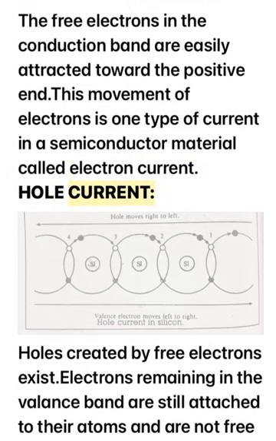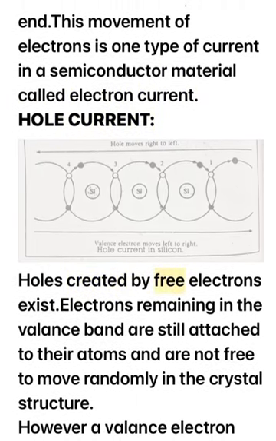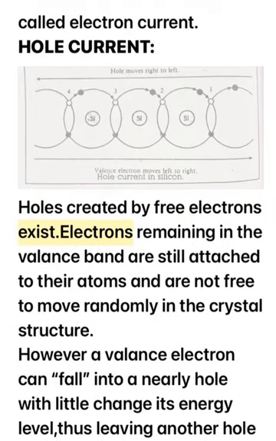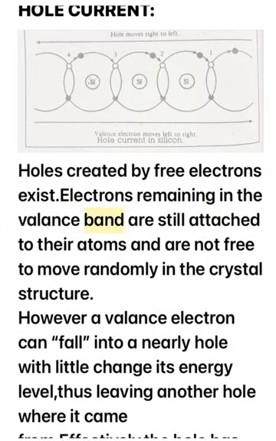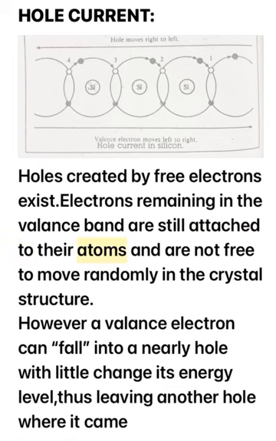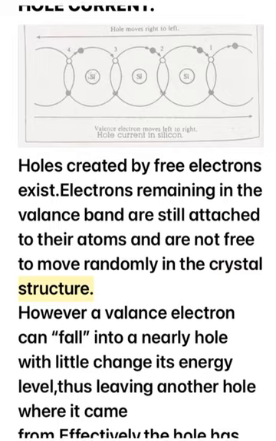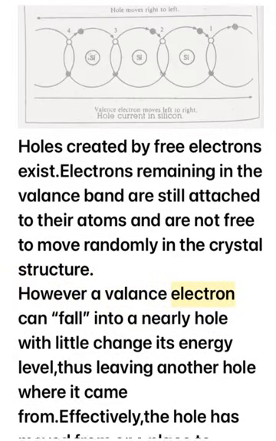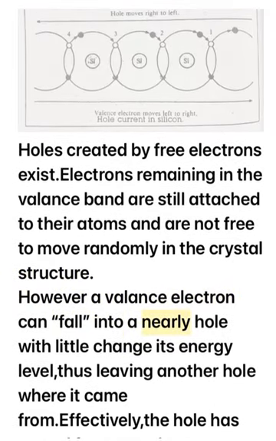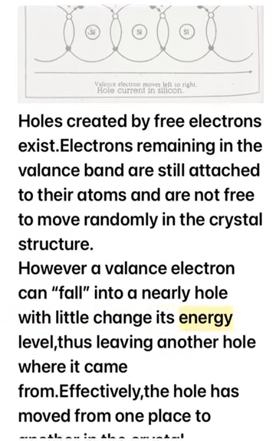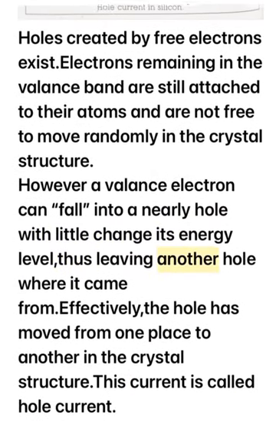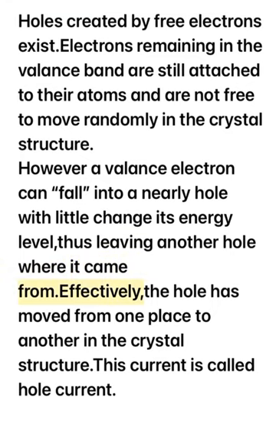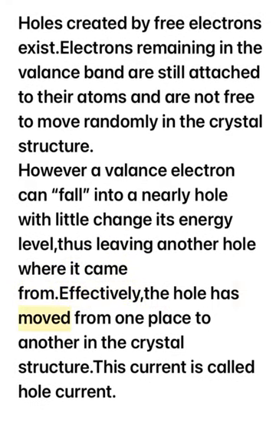Hole current. Holes are created by free electrons. Electrons remaining in the valence band are still attached to their atoms and are not free to move randomly in the crystal structure. However, a valence electron can fall into a nearby hole with little change in its energy level, thus leaving another hole where it came from. Effectively, the hole has moved from one place to another in the crystal structure. This current is called hole current.